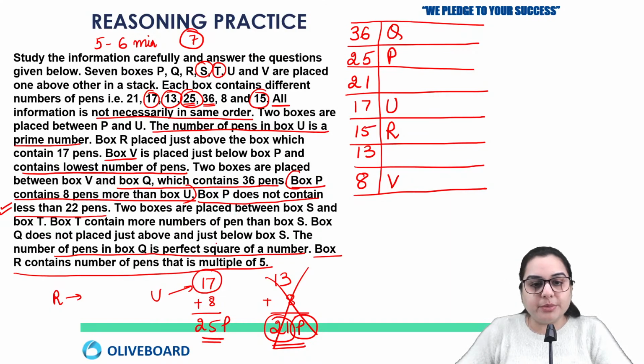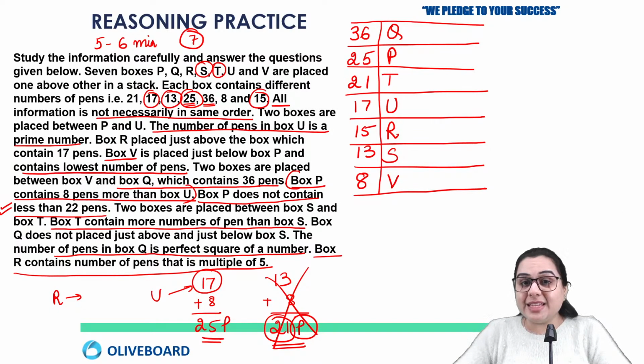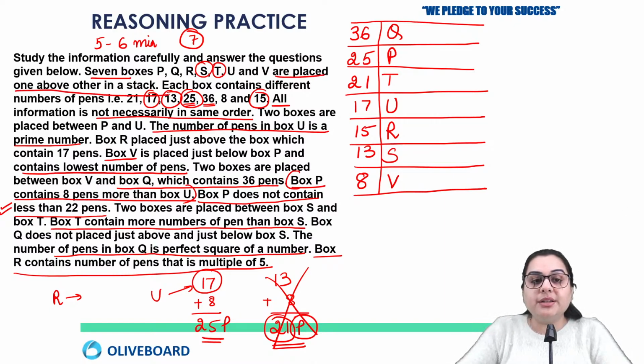So here we have some information about S and T. Let's check what that information is. Box T contains more pens than box S. With this line we got to know that if T is more than S, the higher number is box T and the lower number is S. So this is not the sequence. Let me clear it up for you all. This is just that you have solved which box holds how many pens. But these 7 boxes are placed one above the other in a stack. We still have to solve that. So let's make a solution for that.